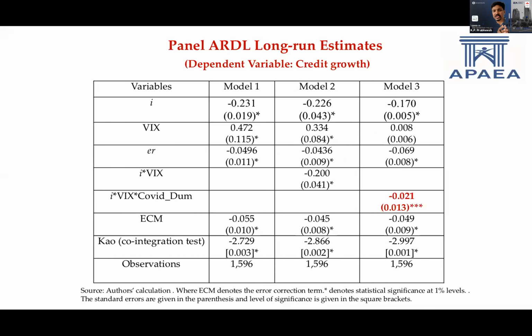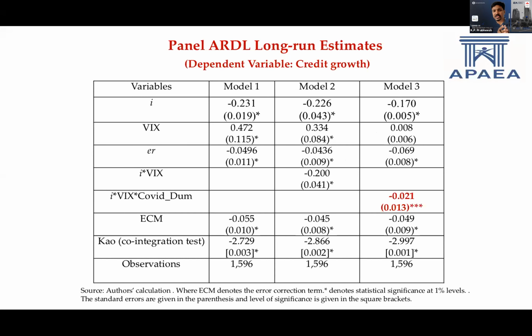If you look at the next case, the interaction variable, interest rate into VIX, you can see that this is negative and significant, indicating that the policy is effective during a period of uncertainty. Similarly, for the COVID-19 period, this is again statistically significant, at least at 10%, indicating that monetary policy is effective in stabilizing credit growth.